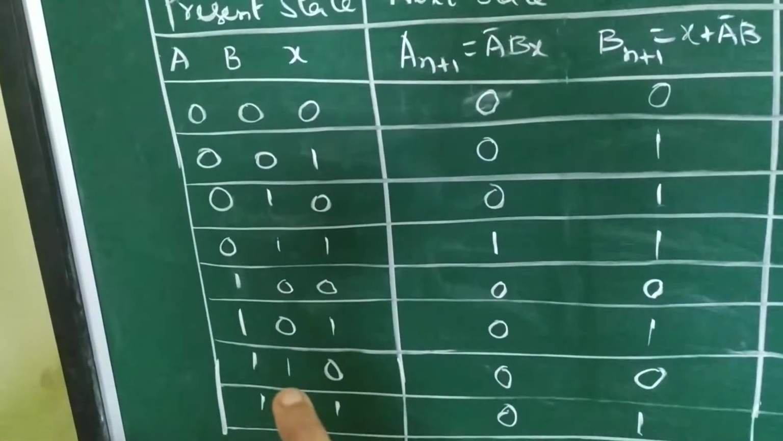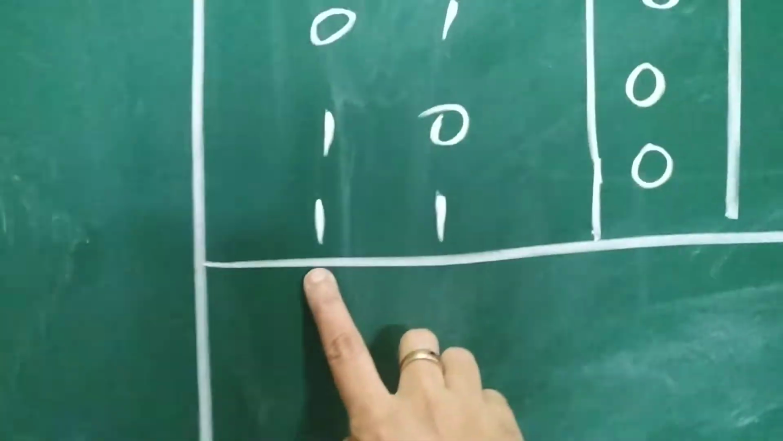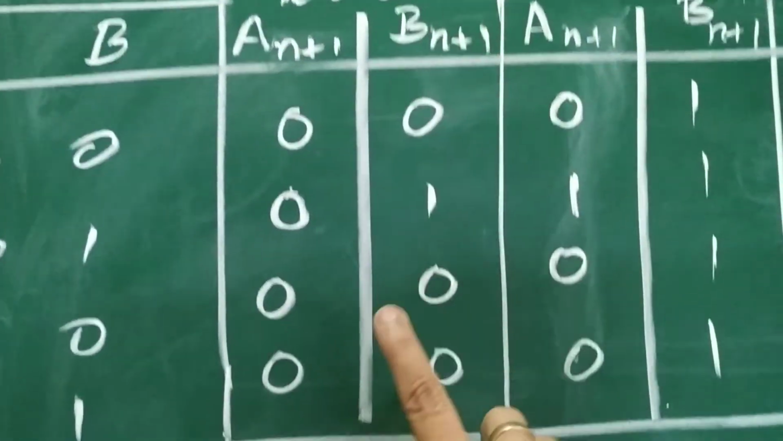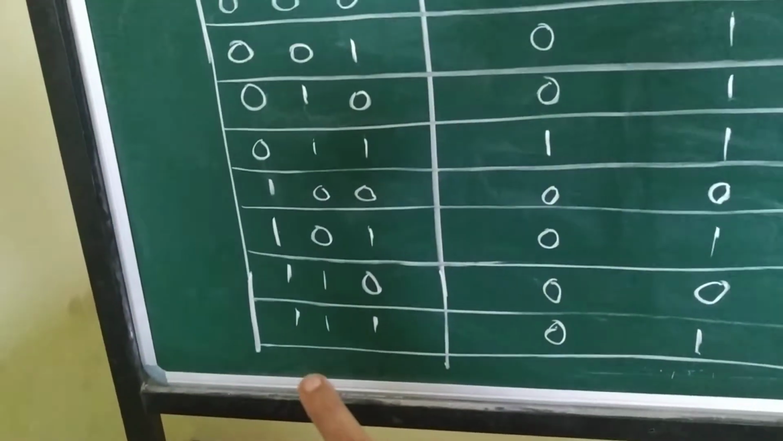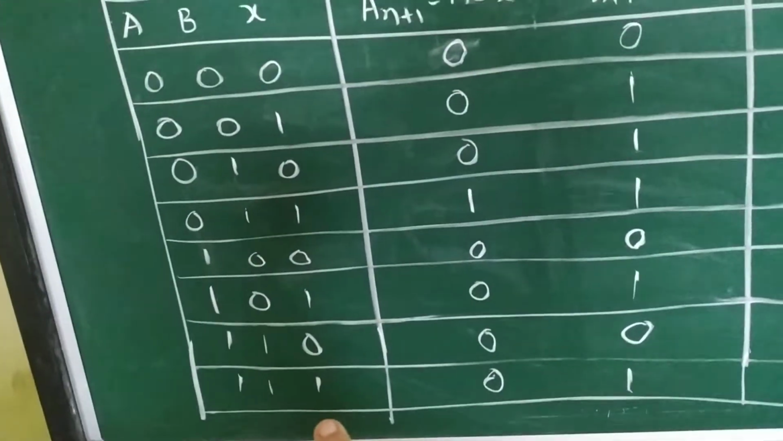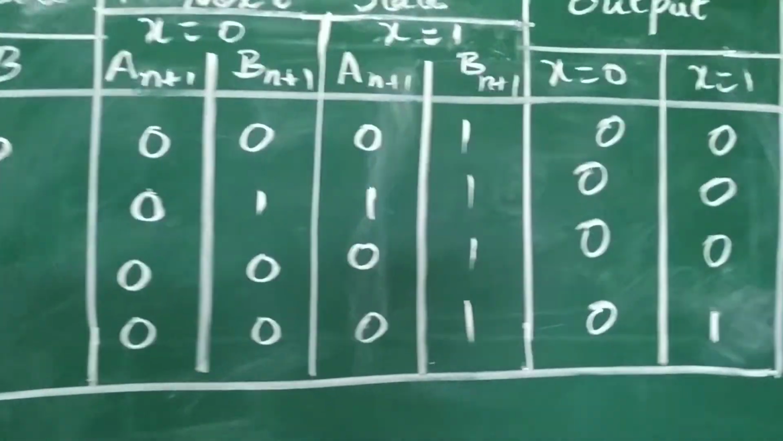A, B values 1, 1 for x equal to 0, it is 0, 0. And the last one, A, B values 1, 1 for x equal to 1, it is 0, 1.